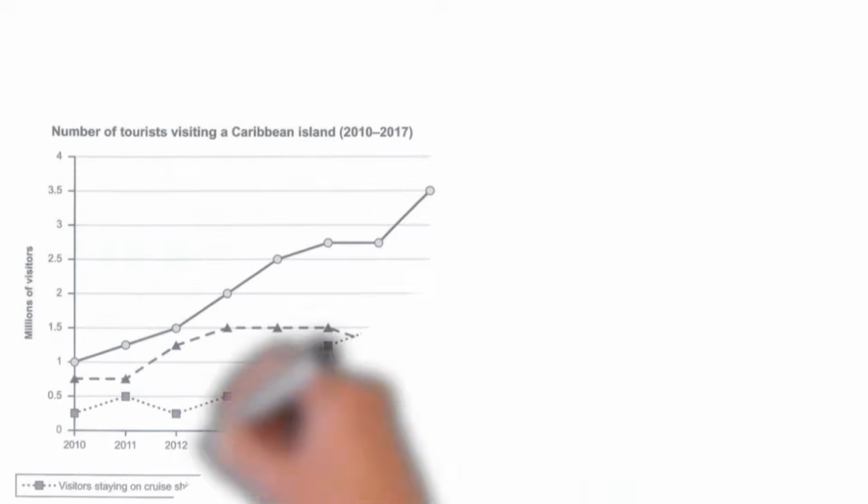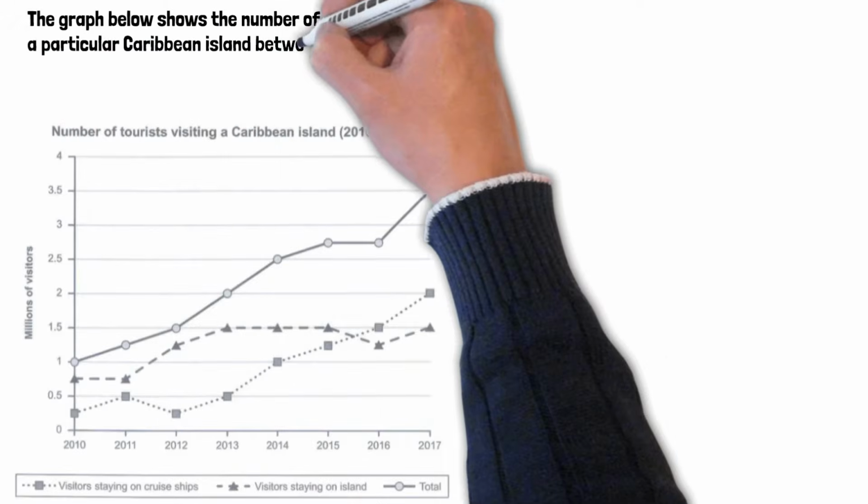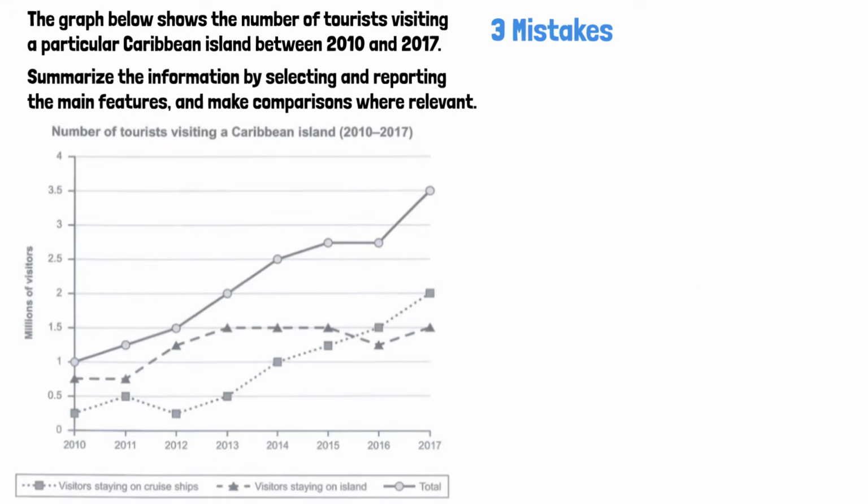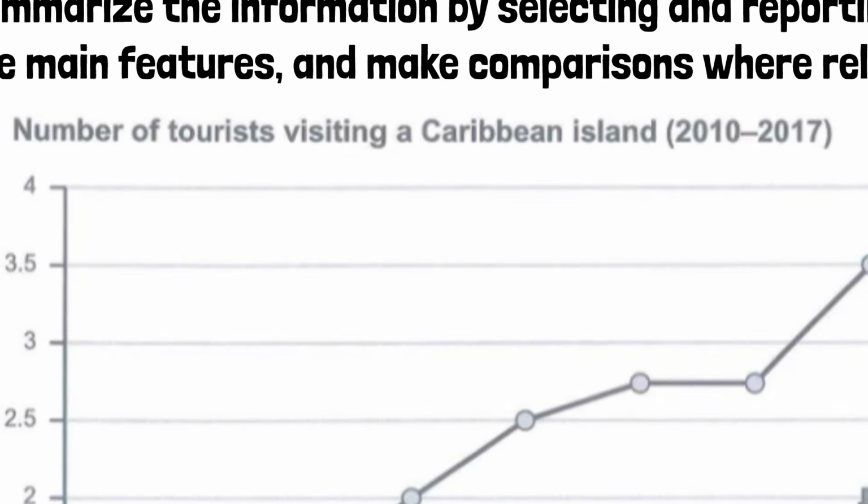Hello everyone, in today's video, I'm gonna take the line graph from Cambridge IELTS 15 as an example to show you 3 common mistakes you may make when describing a line graph. Let's look at the question first.